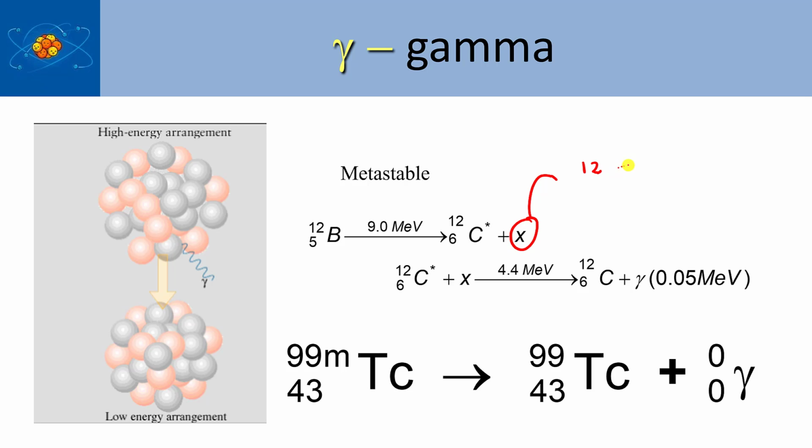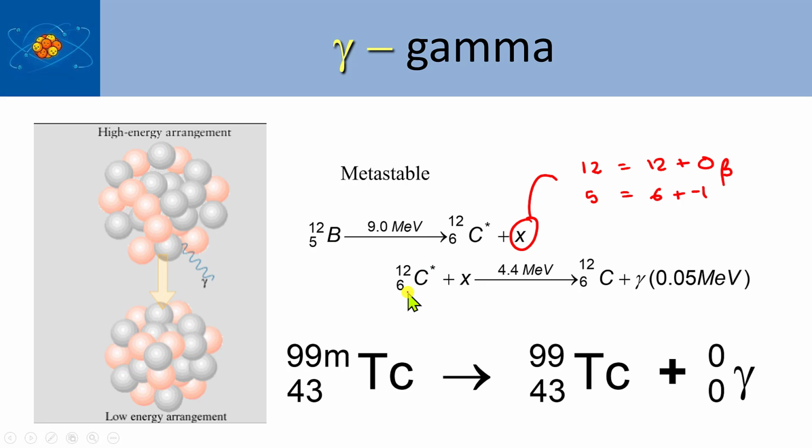12, right, is equal to 12 plus 0, right? That's what I'm looking for. And then I could say 5 is equal to 6 plus what? And that's a minus 1. So my particle that is missing is a beta particle. And what that does is essentially causes the conversion of a neutron into a proton.